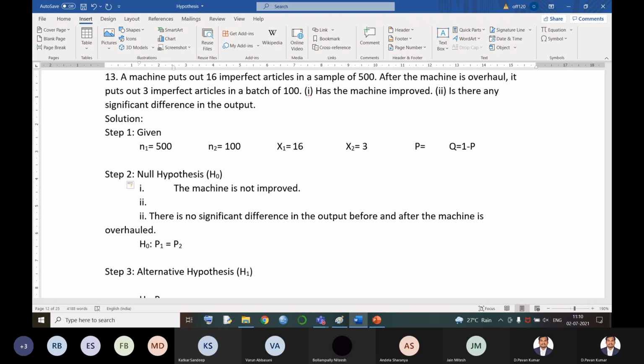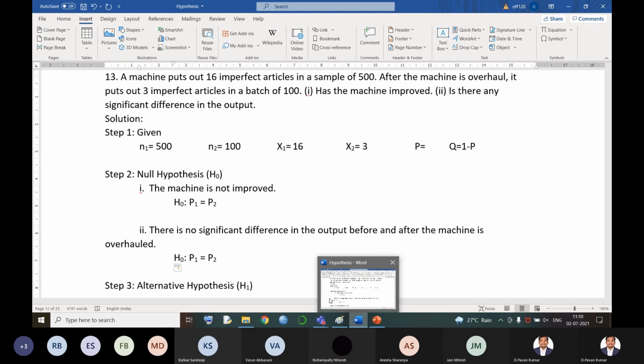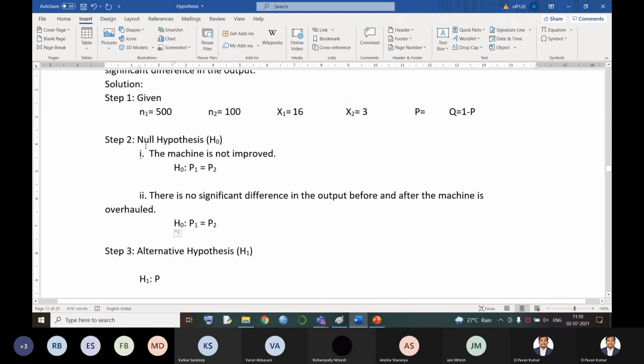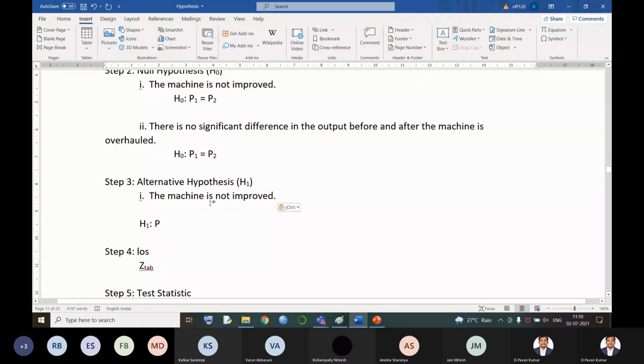Okay. Now let us have notations for both of the statements individually. So H0 should be, both the times, P1 equal to P2 only. Now let us move on to the alternative hypothesis. Now we have to write the opposite statement of this one. So what should we write? Now the machine is improved.